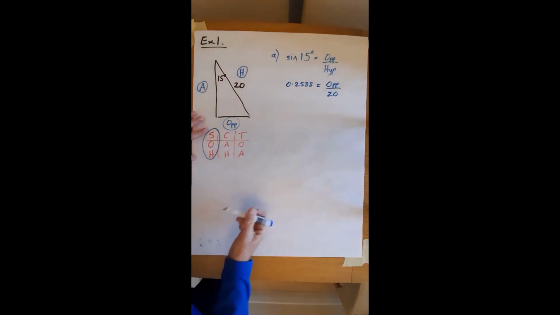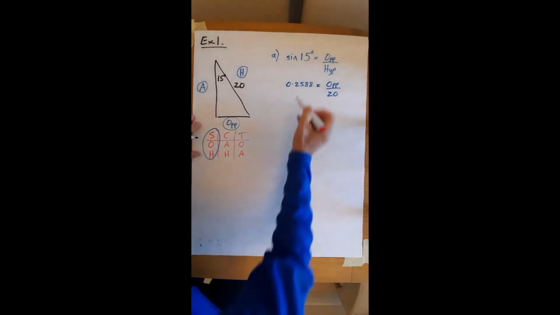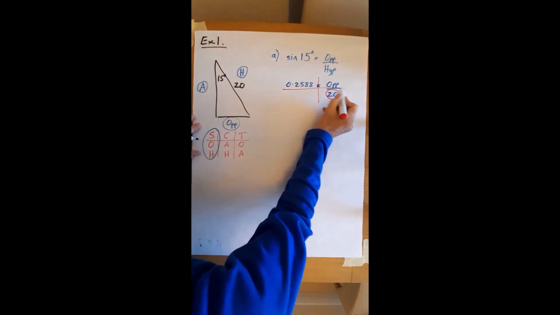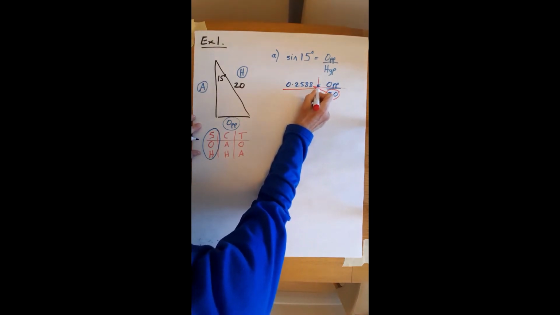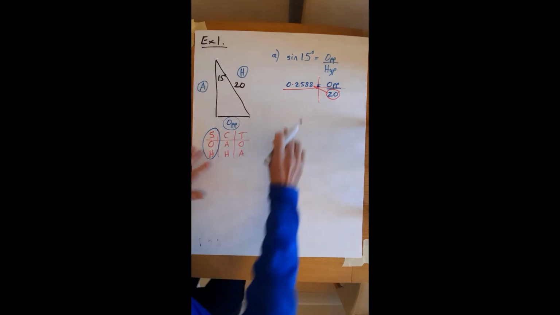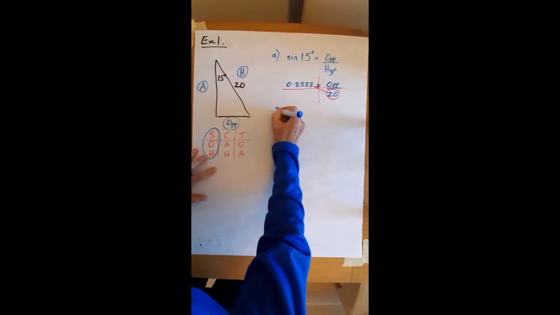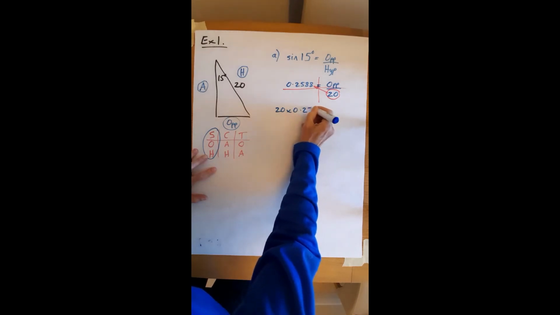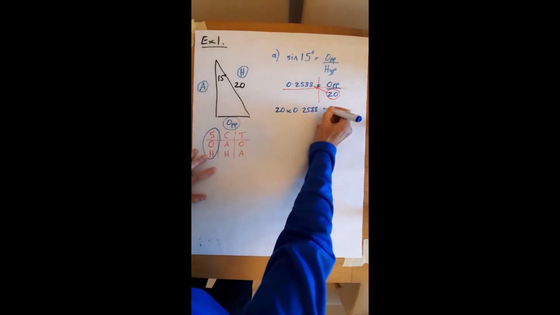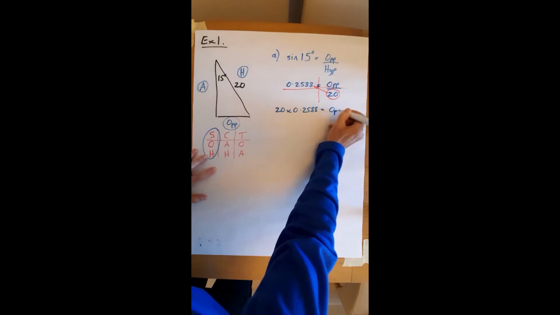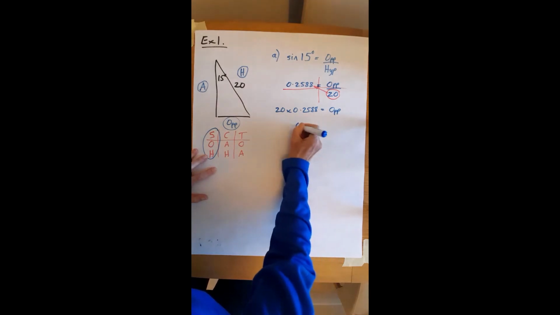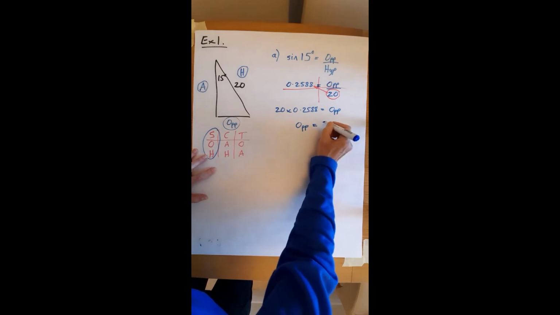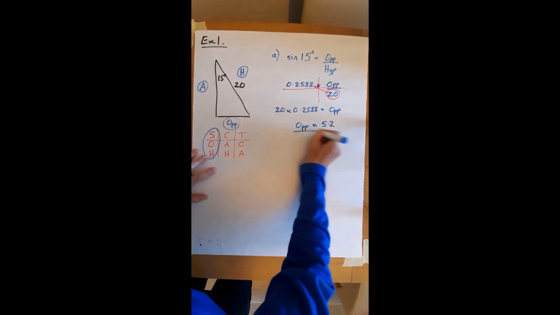So at this point, we've got to transpose this. So if you remember your basics, this is going to go up to the top line to multiply. So the next line is 20 times 0.2588 equals the opposite. So the opposite is 5.2.